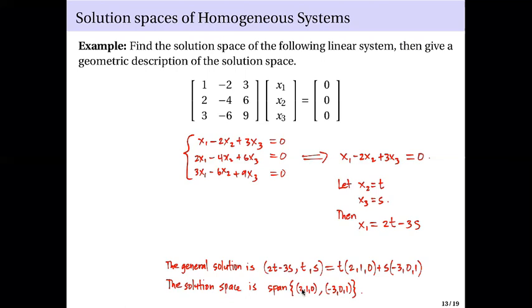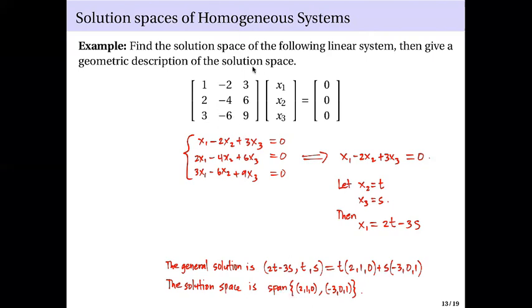Geometrically, you have two vectors. Okay? And for the two vectors, look at this. This is like a vector equation of a plane. Remember your vector equation of a plane? You consider (2, 1, 0) as one vector and (negative 3, 0, 1) as another vector. T and S are scalars. So this is like an equation for the plane. So geometrically, the solution space is just a plane.